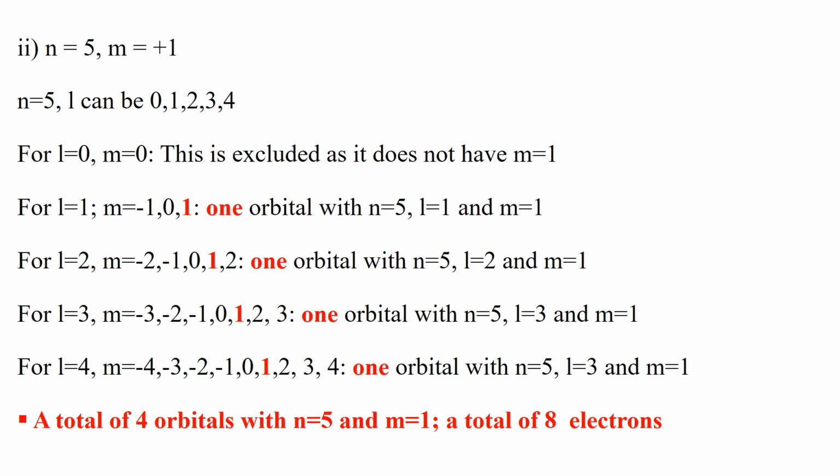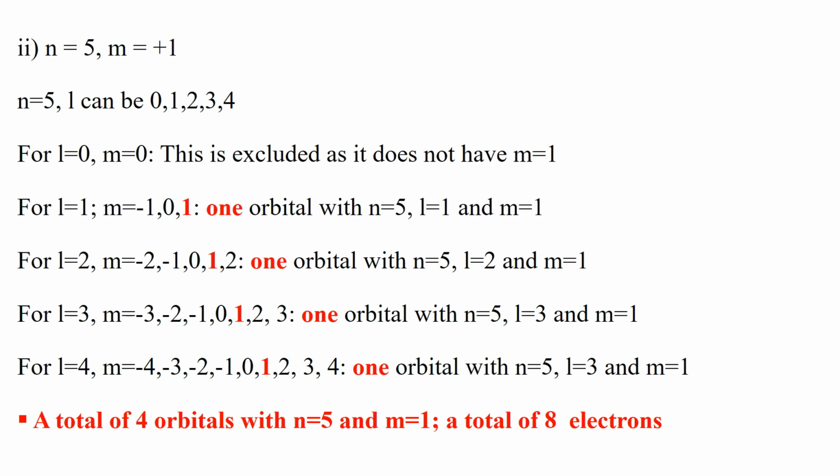For L is equal to 3, M is equal to minus 3, minus 2, minus 1, 0, 1, 2, 3. So we have also an orbital with M is equal to 1. Then 1 orbital with N is equal to 5, L is equal to 3, and M is equal to 1. For L is equal to 4, we have also 1 orbital with N is equal to 5, L is equal to 4, and M is equal to 1.